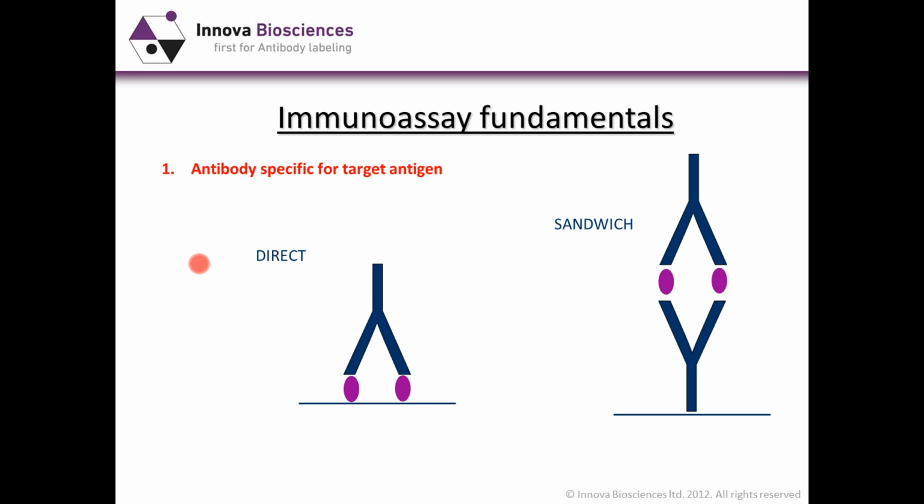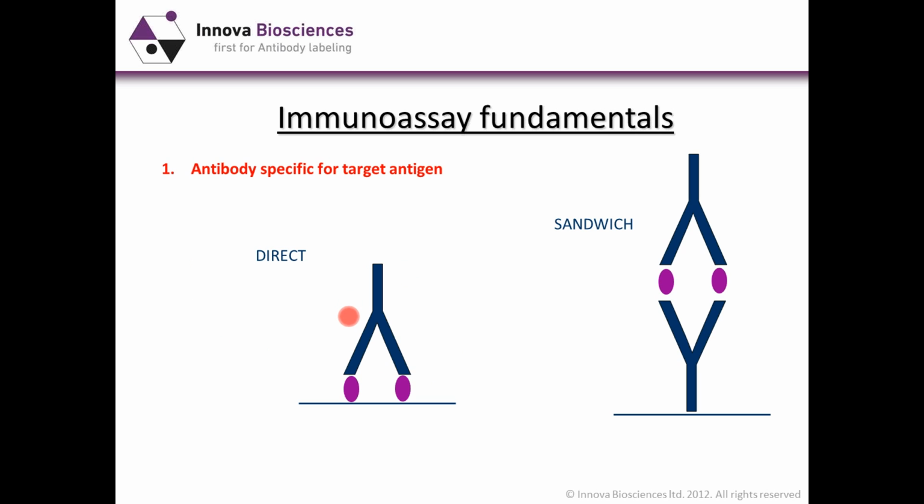I'd like to start today just by thinking of some very basic fundamentals about immunoassays, leading on to talking about secondary antibodies and then how to overcome some of the difficulties that some people can associate with those in certain assay formats. Probably the most fundamental thing about an immunoassay is of course the fact that it involves an antibody.